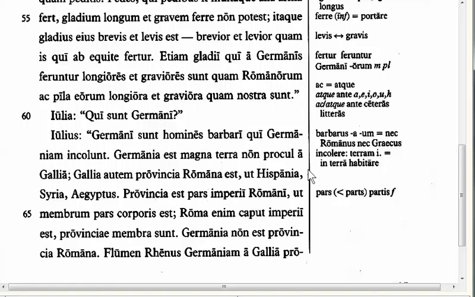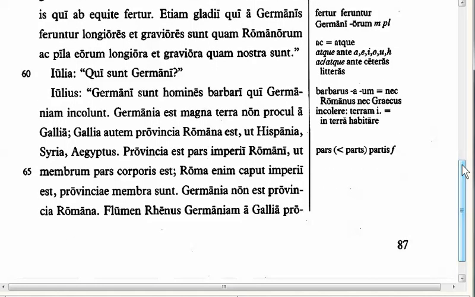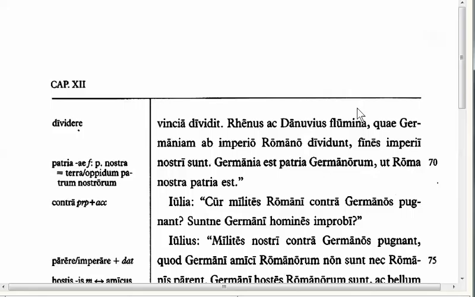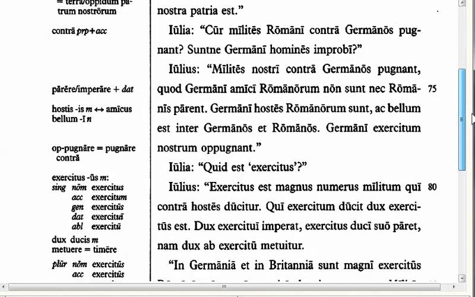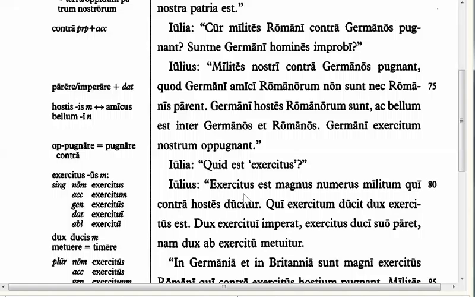The next new grammar and syntax feature is in line 80. Actually, I have a couple of things to point out in line 80. So we have Julius, who says, "exercitus est magnus numerus militum qui contra hostes ducetur." So an army is a large number of soldiers who, or which, is led against enemies.